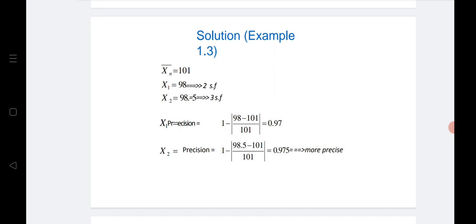When you do these calculations, you should know this. Sometimes he may pose you questions based upon accuracy and precision in the final exam.